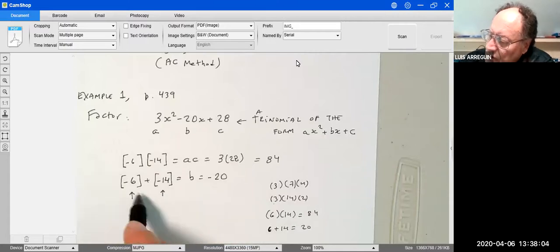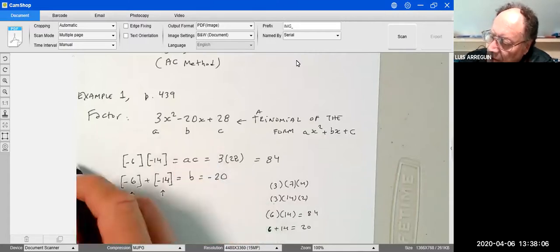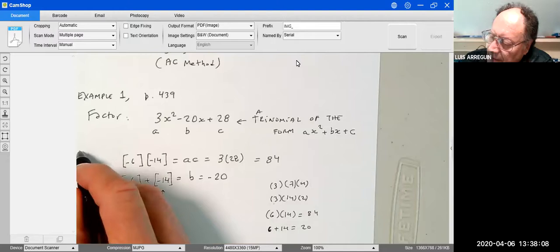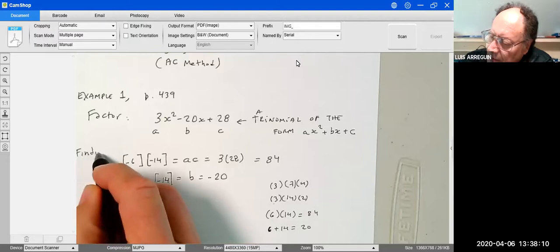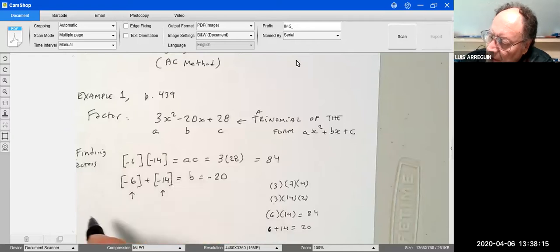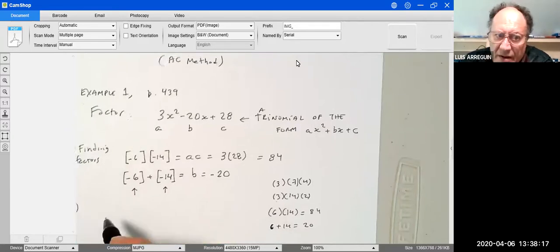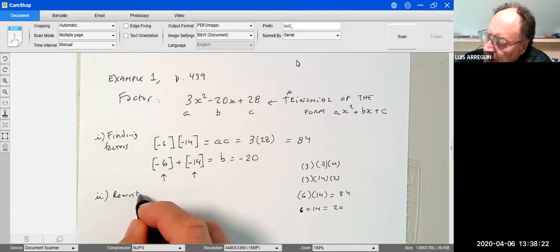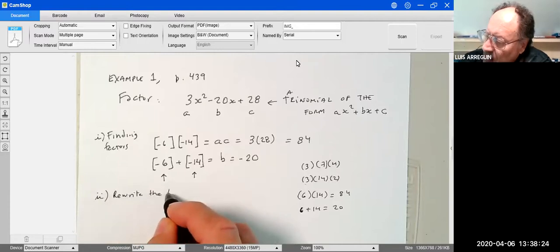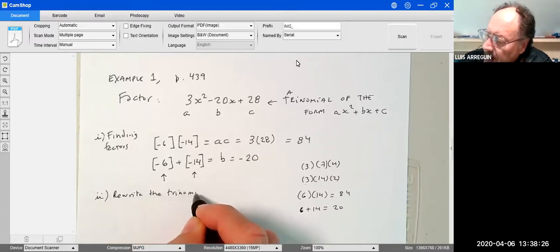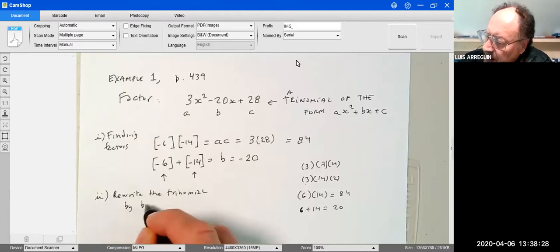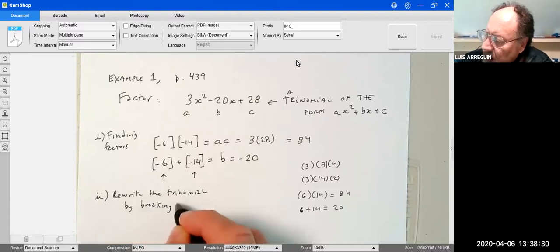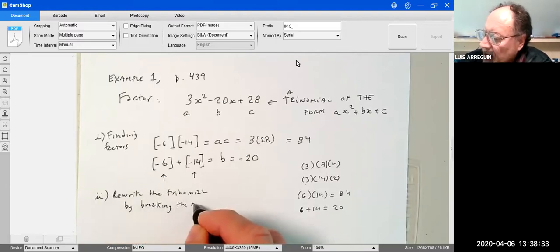So I'm going to use these factors to break the middle term. The first step is just finding factors satisfying these conditions. Then the second step is we're going to rewrite the trinomial by breaking the middle term, as we did the last time. We're going to break the middle term.